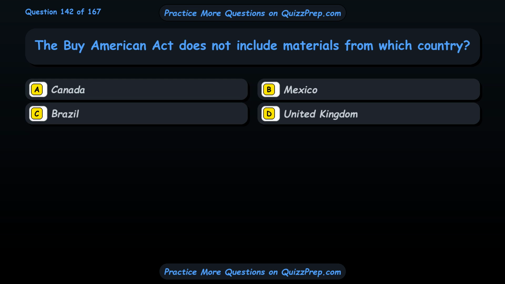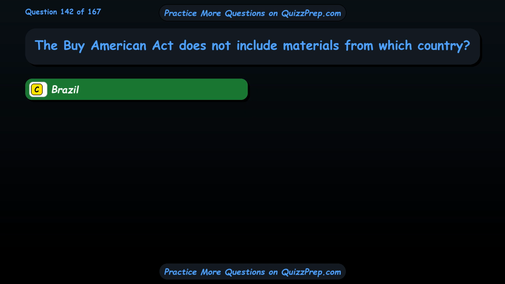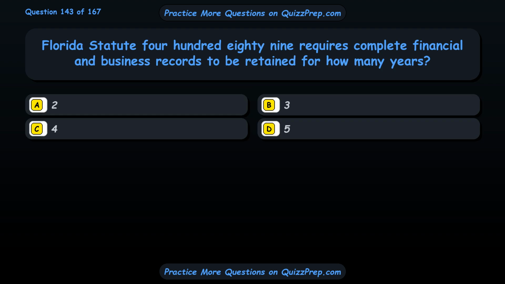Question 142. The Buy American Act does not include materials from which country? Option A, Canada. Option B, Mexico. Option C, Brazil. Option D, United Kingdom. The correct answer is option C, Brazil.